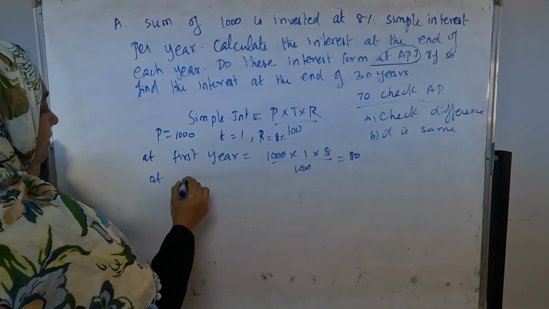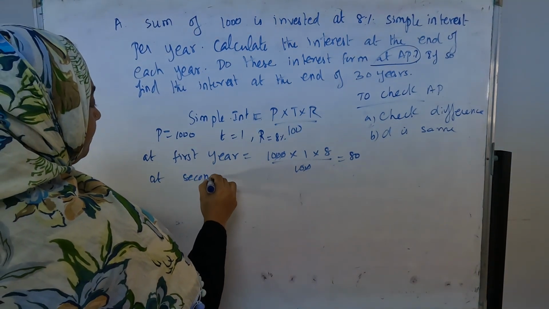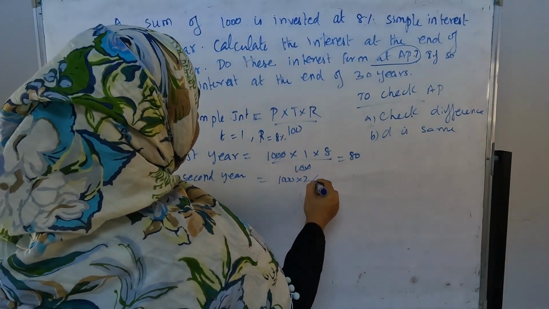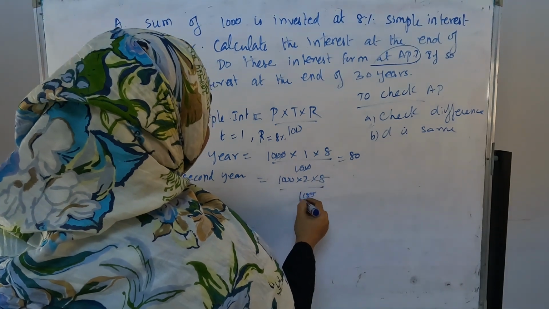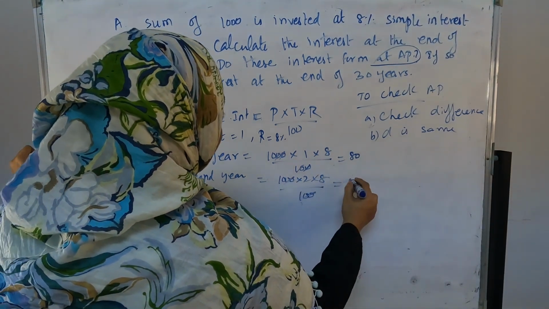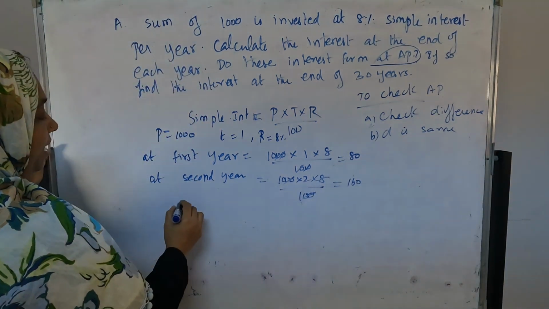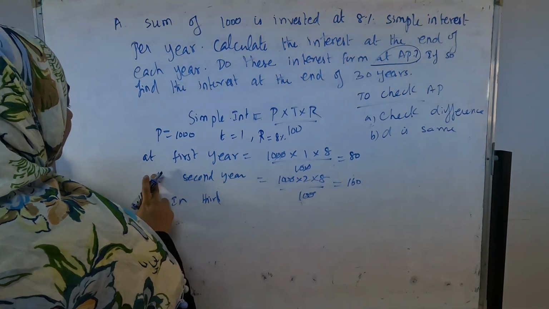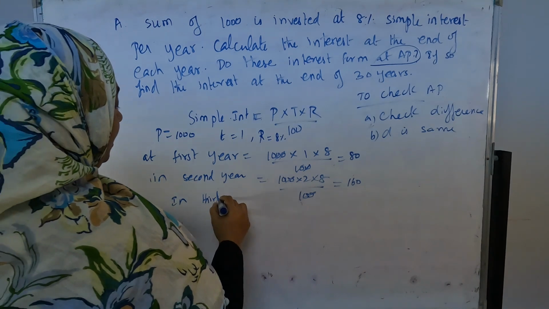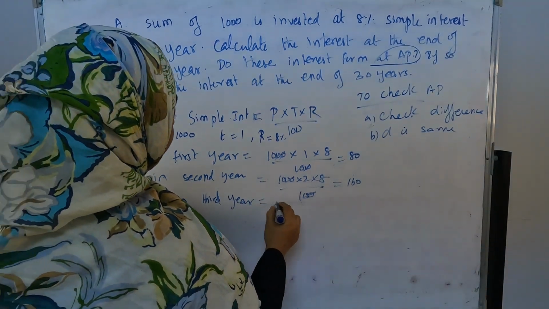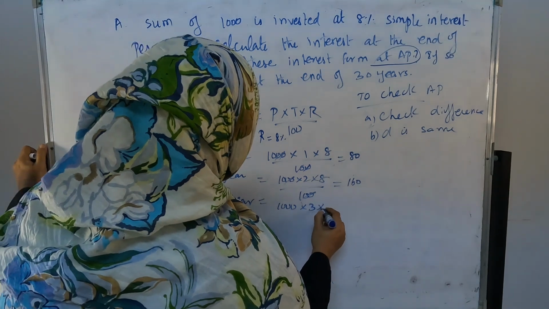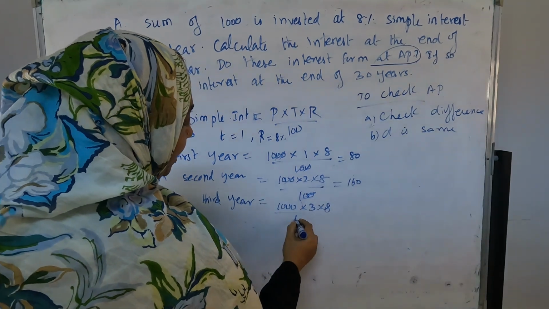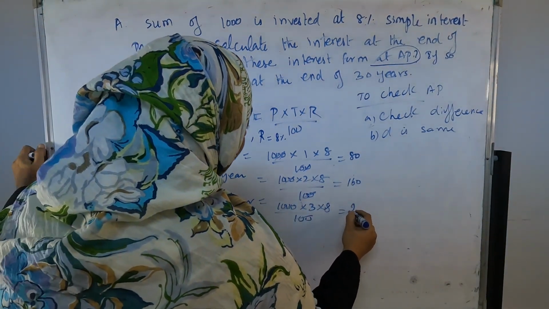At second year, they will get 1000 into 2 into 80 by 100. That time it will go 8 to 16, 160. Okay, in third year, only the time I changed. Rest of that one is same only, 240.